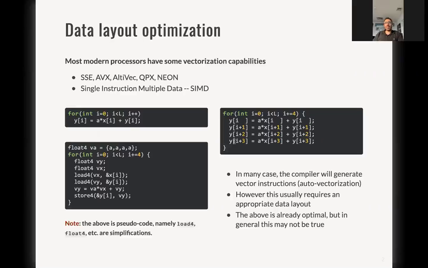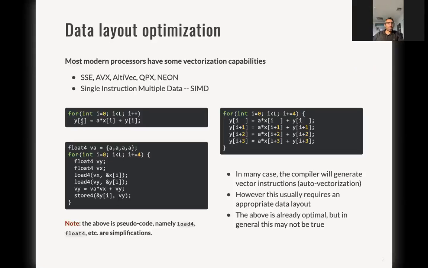What that means is that they have special hardware that allows them to do the same operation on multiple data in parallel. I showed this example also in the first lecture. It's a very simple operation, just to show the point. You have an array x and an array y, you want to multiply each element of x by a scalar, add it to y, and then put it back element by element into y.